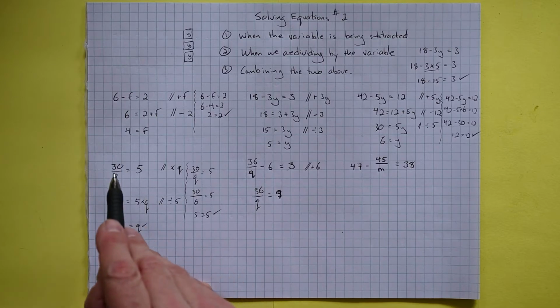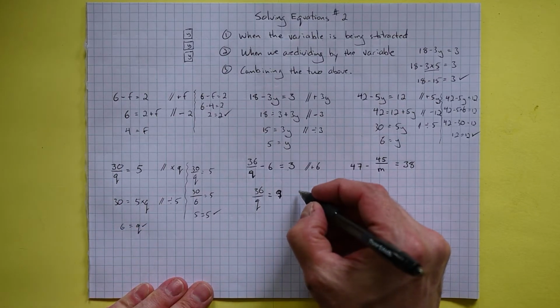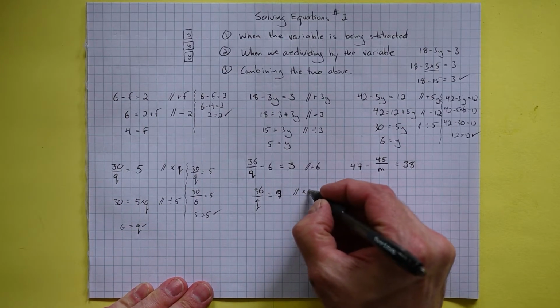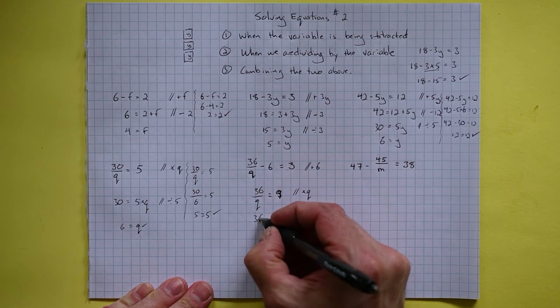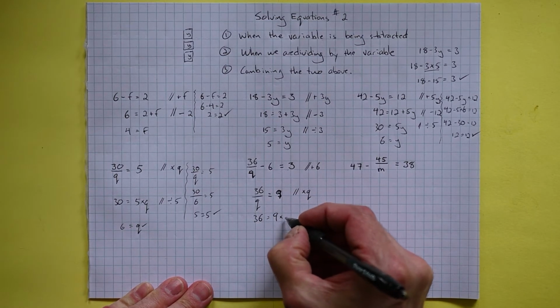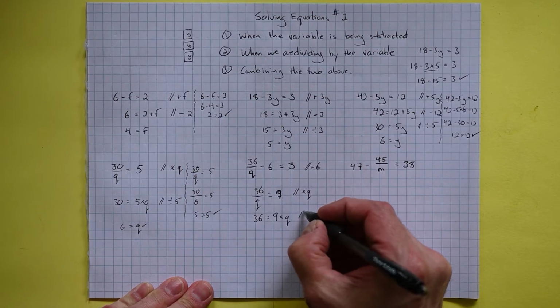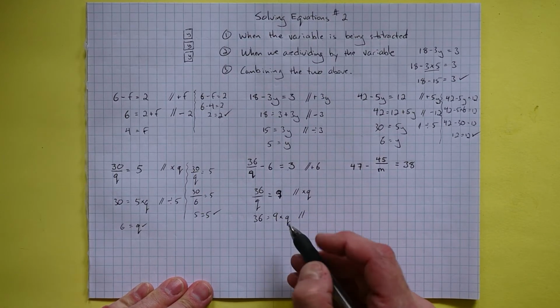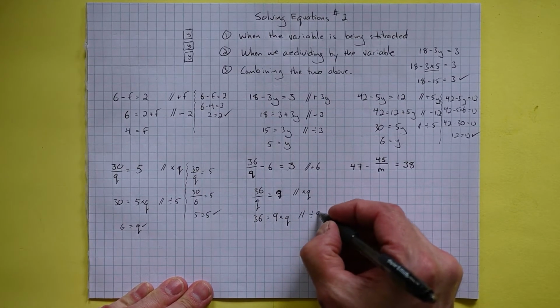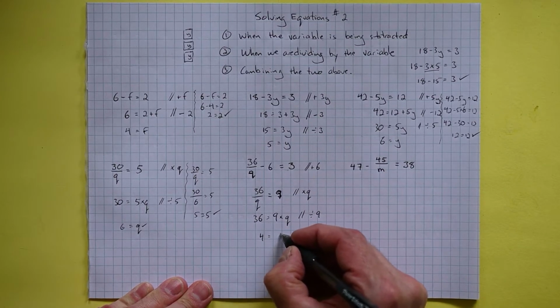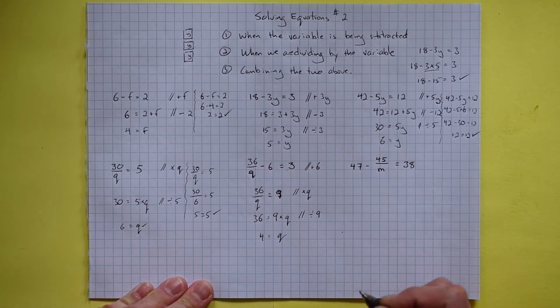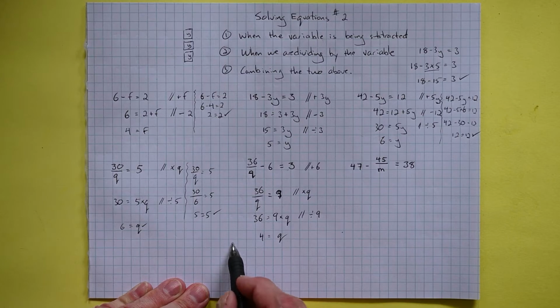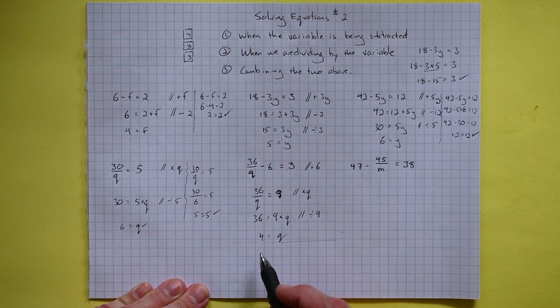And now we're very similar to this situation, and so we can just go ahead and multiply by q, which leaves us 36 equals 9 times q. And then to undo the multiplying by 9, we divide by 9, and we end up with 4 equals q. And for space reasons, I think that I will check my solution underneath.